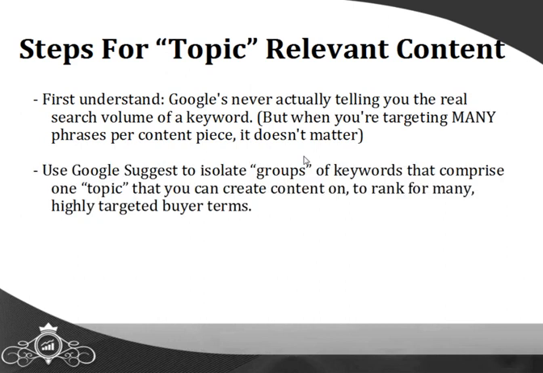The technique here, how to create this topic relevant content, is to use Google Suggest, which just comes up automatically when you're searching something in Google, to isolate groups of keywords that comprise one single topic, and to create a piece of content on that topic to rank for many, many of those highly targeted buyer keywords. Guys, the only way I can make this more clear is by an example, so let me show you this.